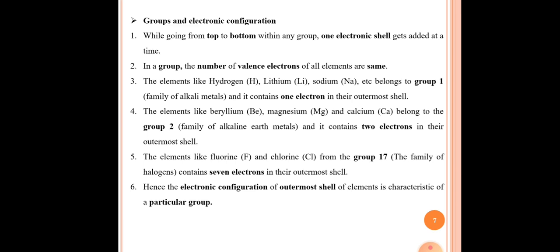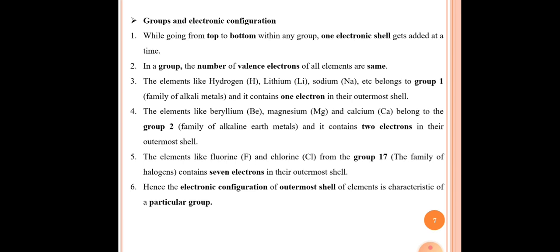The second point here is, in a group, the number of valence electrons of all the elements is the same. Okay? Actually, in a group, the number of valence electrons of all the elements is the same.